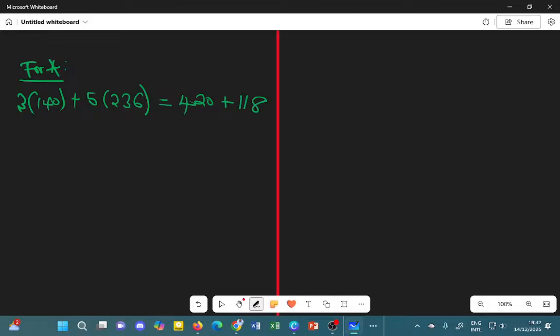So per unit variable cost, I would start with A. I will say that it is 3 times 140 plus 5 times 236, which will be, if you multiply this by this, you get 420, plus multiply this by this, you get 1180. Total being 1600.